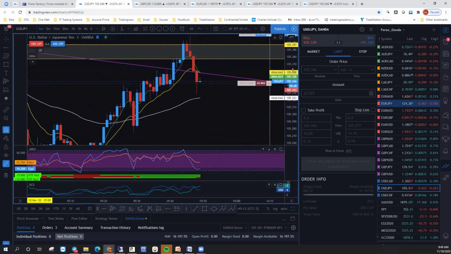This is going to tell a big story right here. If the green crosses, if the green can get back over on top of the yellow before this candle closes, we'll be good.